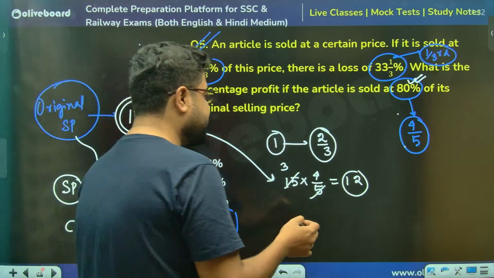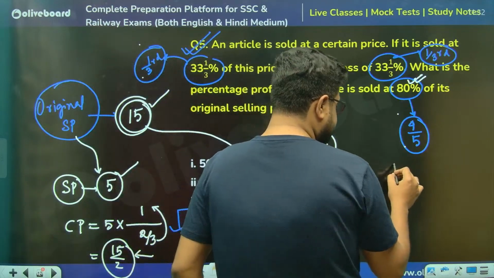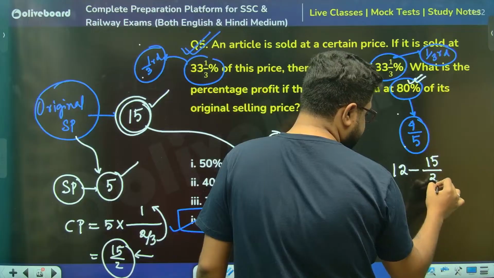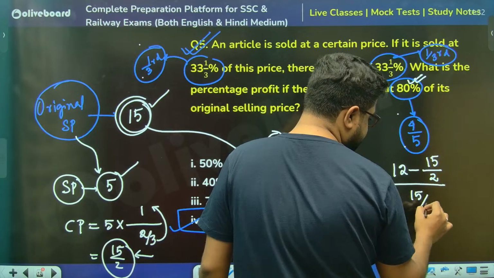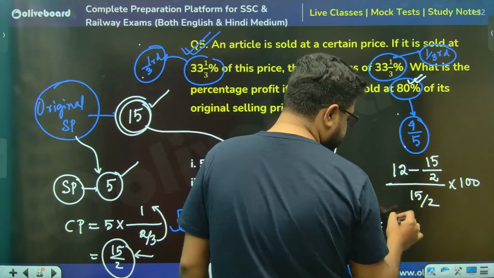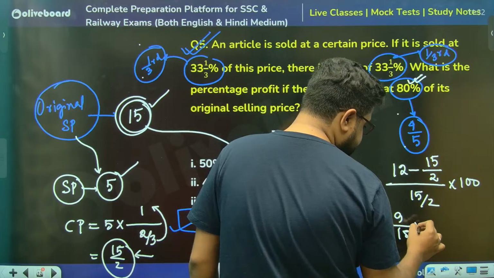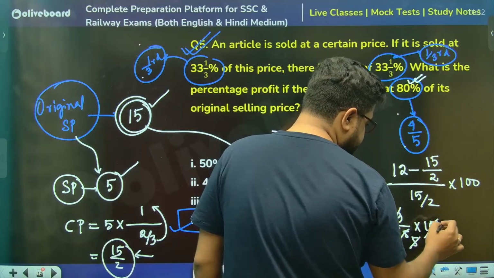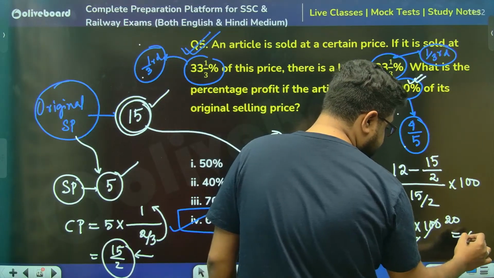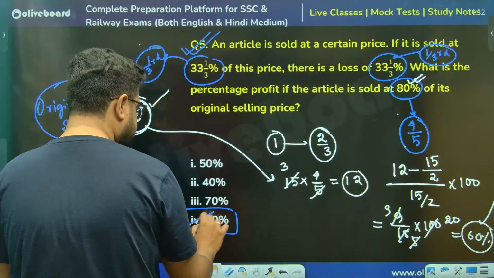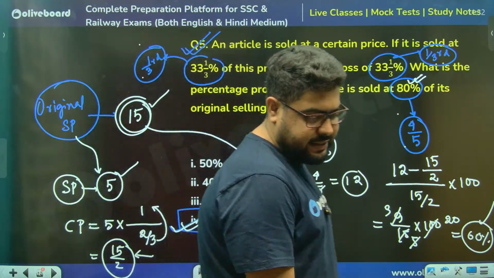So anyone can find the profit percentage, sir: SP minus CP by CP into 100. So 2 cancels, this will be 24. This is 9/15 into 100, sir. 3 3s are this, 3 5s are this, 5 20s are this. So 20 into 3, sir, 60%. That's your answer, sir. Option number 4 definitely is the correct answer.